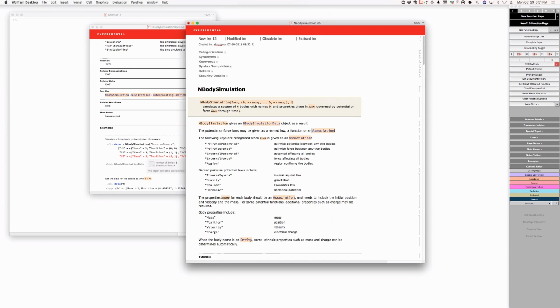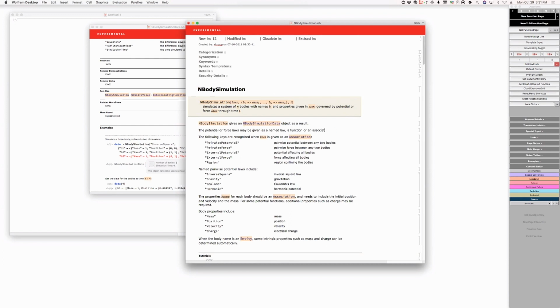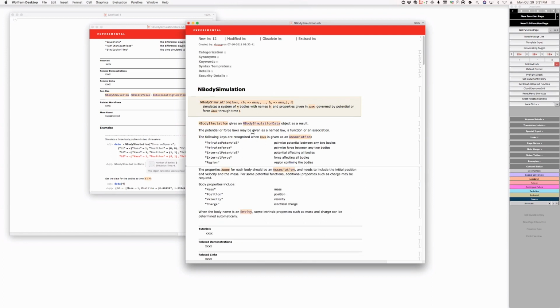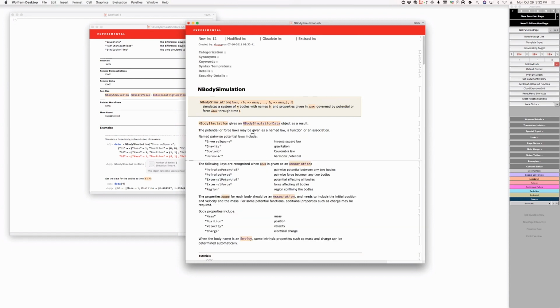We don't tend to do it that way. We say an association, not. Why don't we give these first? Possible named potential laws include, well, possible named laws.